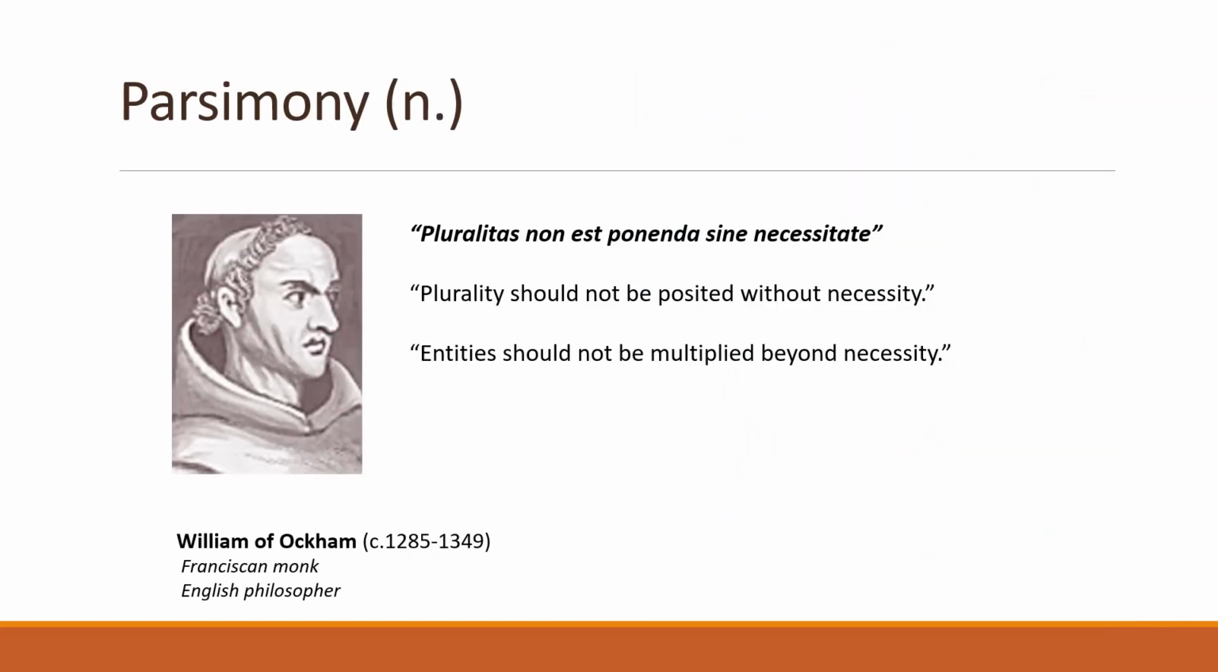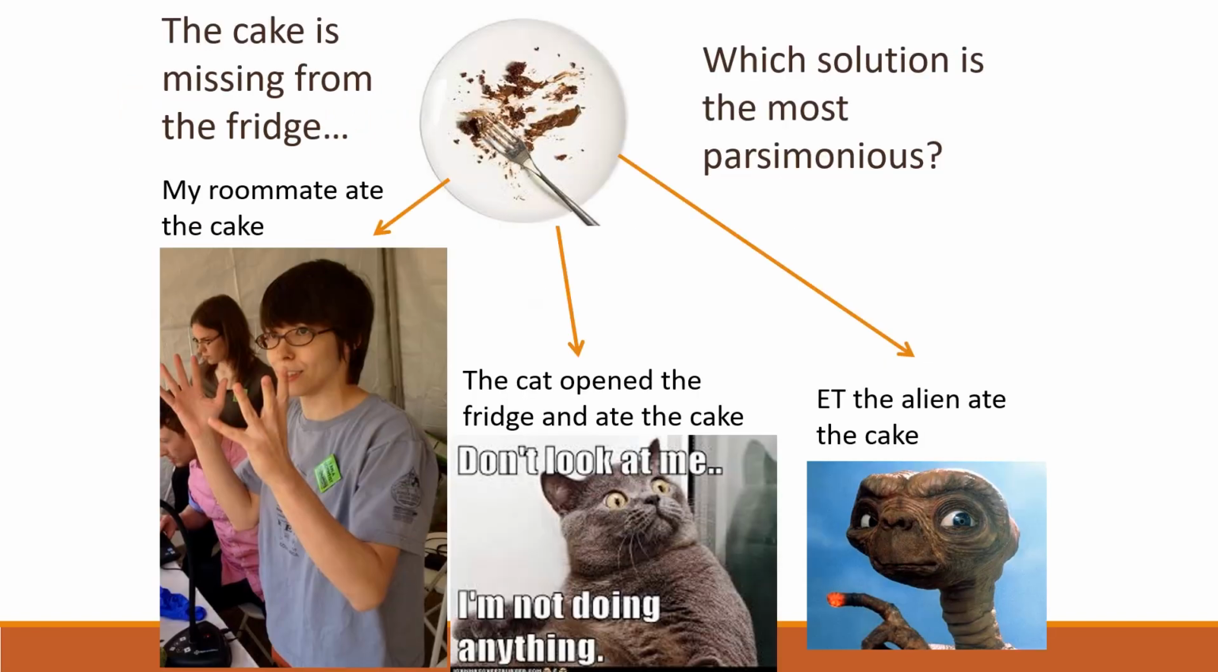So in science, we strive for a thing called parsimony. So this is the idea of Occam's razor. Plurality should not be posited without necessity. Basically, don't make it more complicated than it needs to be. The simplest explanation is most likely to be true. So we don't need to add things that are unnecessary.